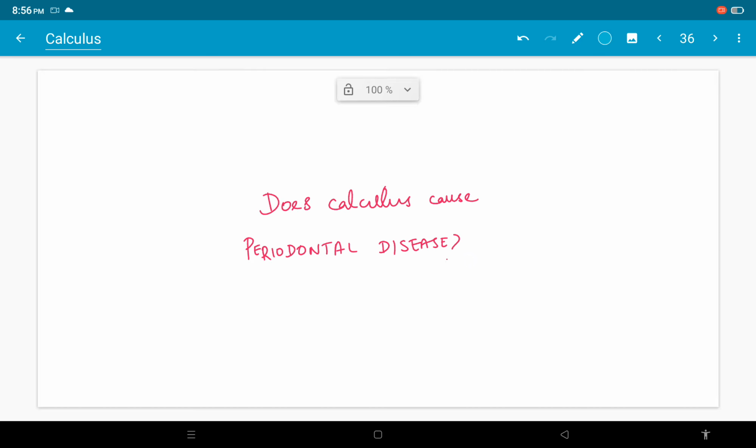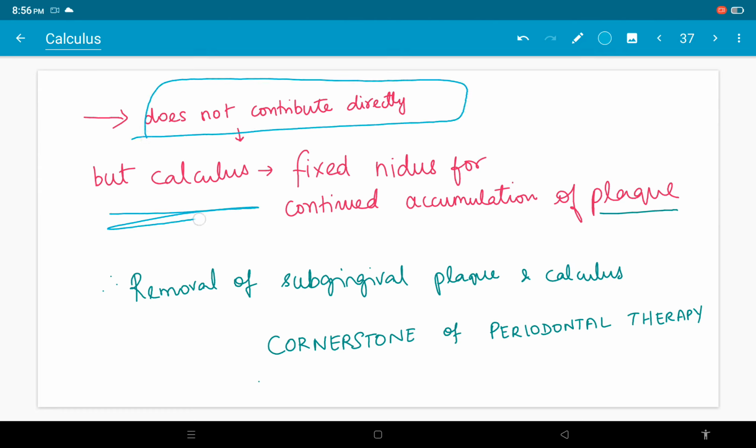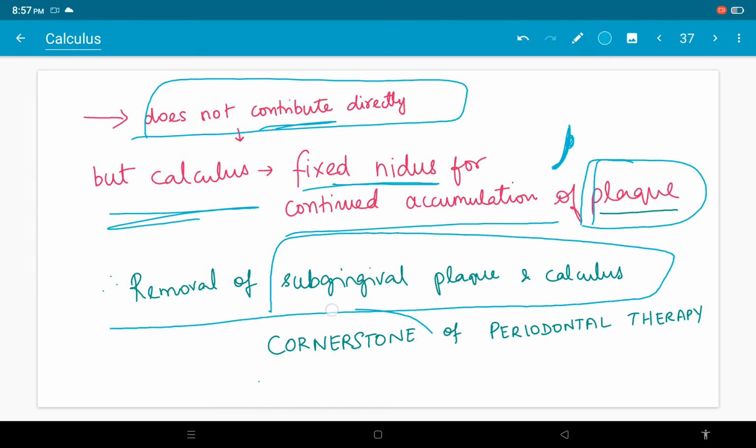So the next point, does calculus cause periodontal disease? The clear cut answer is it does not contribute directly, but calculus is a fixed nidus. Nidus is a niche, a place for continued accumulation of plaque. As long as calculus is there, it is an irregular surface on which plaque will form, and this plaque will cause periodontal disease. So calculus is indirectly contributing to periodontal disease. Therefore, removal of subgingival plaque and calculus is the cornerstone of periodontal therapy, which we all dentists aim at. So remember the role of calculus in periodontal disease formation.